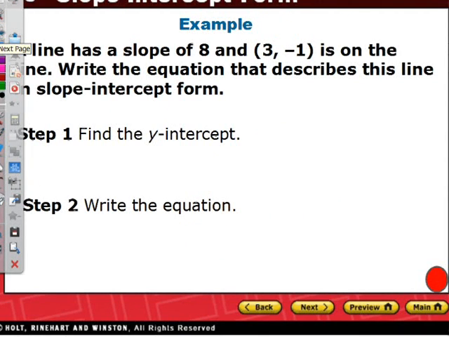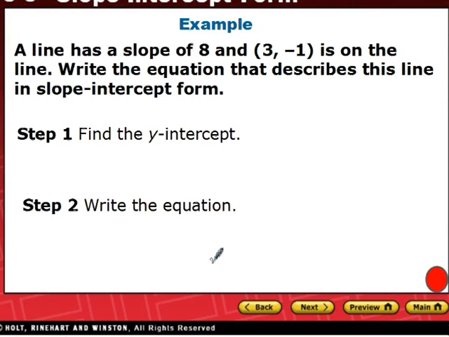So here we go. A line has a slope of 8, and 3, -1 is on the line. So we know 1 point on the line, and we know the slope. Write the equation that describes this line in slope-intercept form. If you're feeling comfortable and confident, go ahead and give it a try on your own. If I totally lost you the last problem, then stick with me and we'll just talk through it.